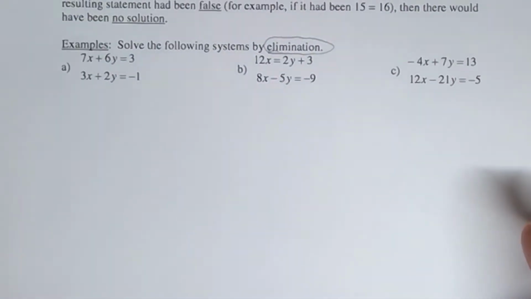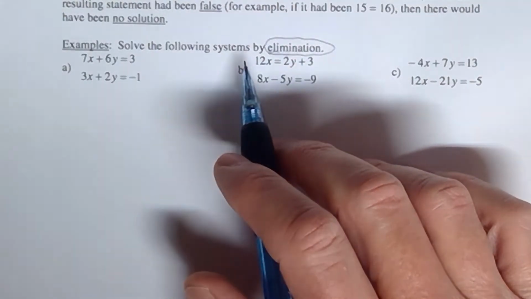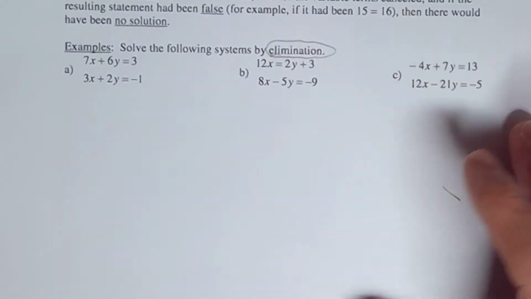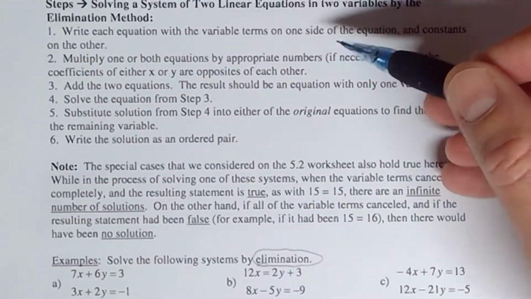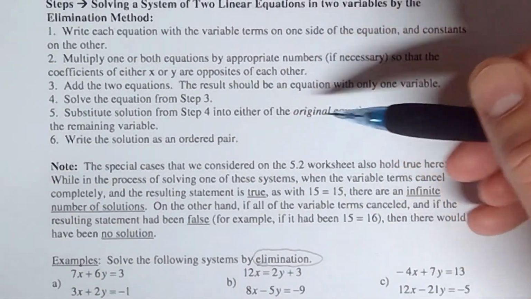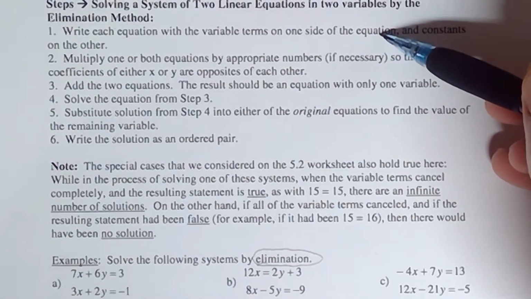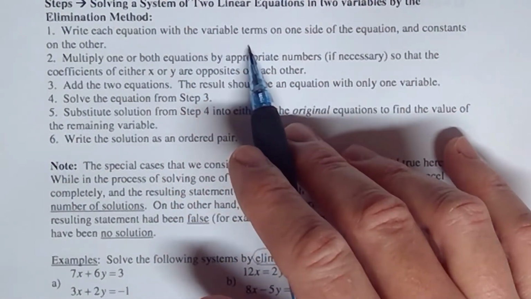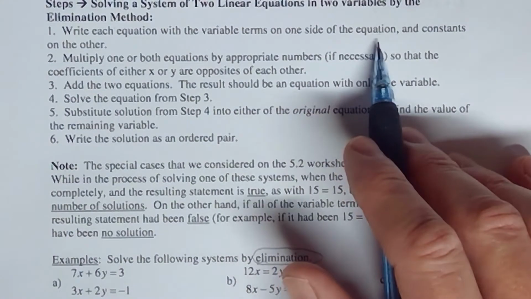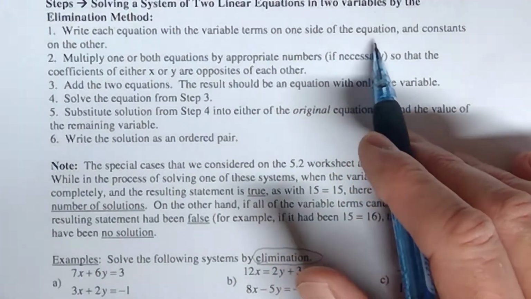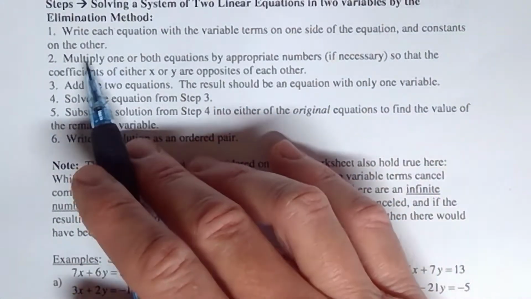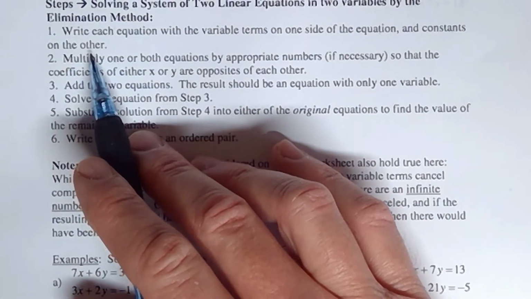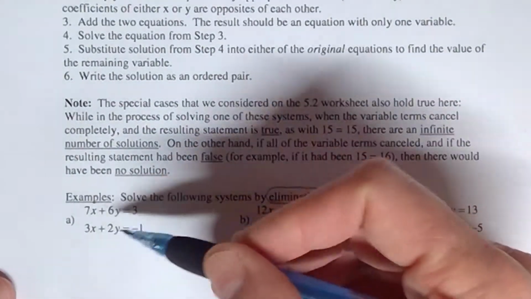So anyway, let's talk about now how to do the elimination method. What we have here is 6 steps. The first step is usually done already. It says write the equation with the variable terms on one side of the equation, in other words, on one side of the equal sign, and constants, meaning terms that don't have variables in them, on the other. You can see here that that's the case.